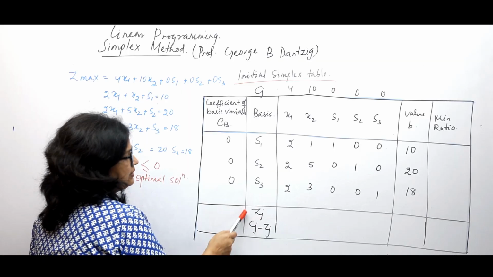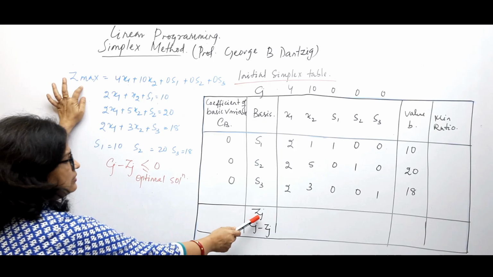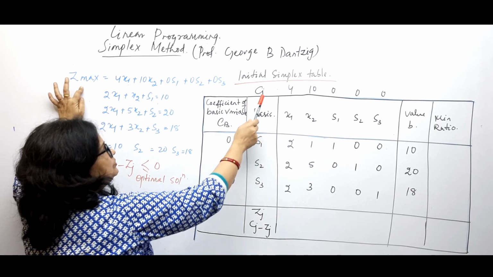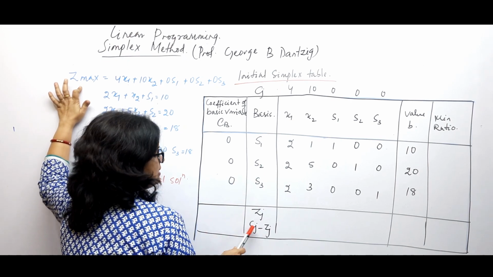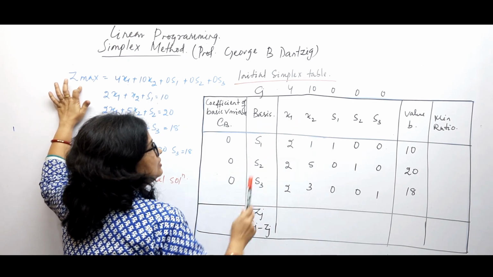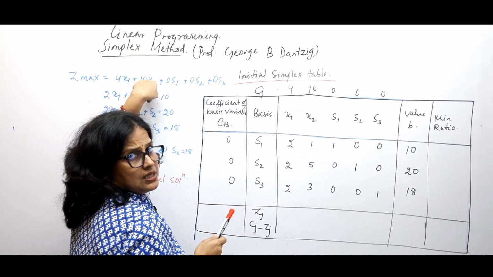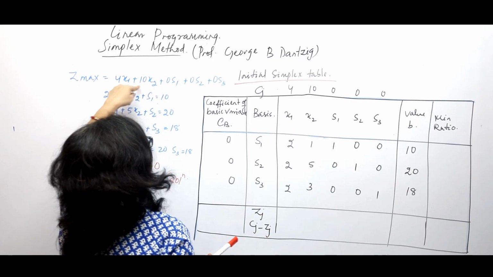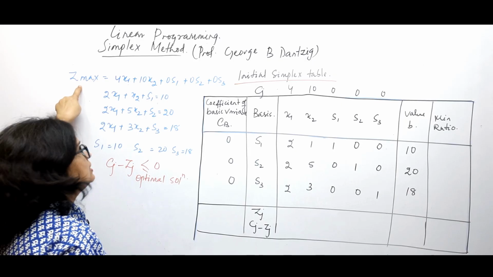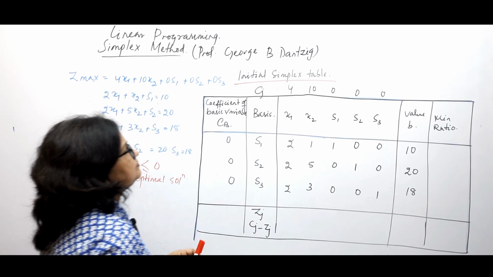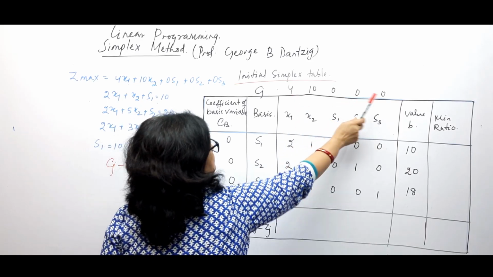Then you have to calculate the maximization Z value. And then we have to subtract Cj, the coefficients, minus Zj. Cj is where we have written all the coefficients, that is, the cost or profit of our Z objective function. These are the coefficients. So what have we written here? 4, 10, 0, 0, 0.